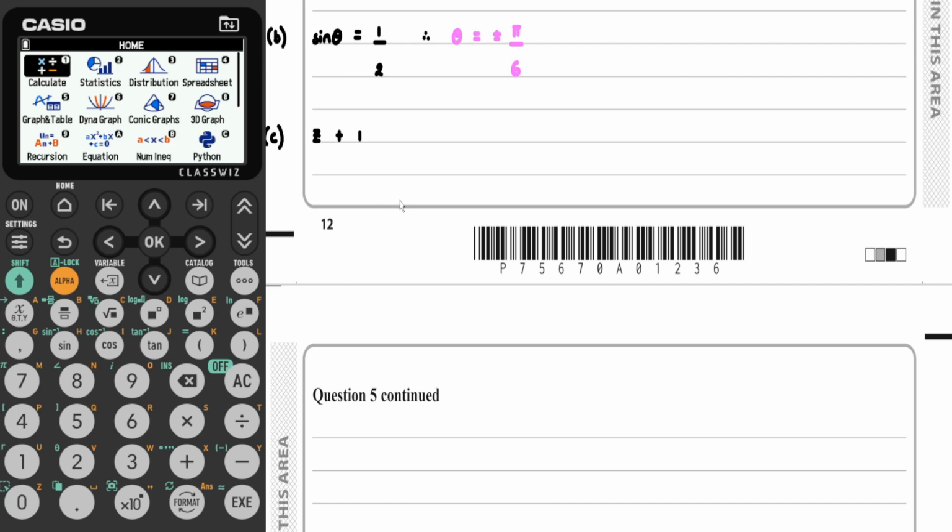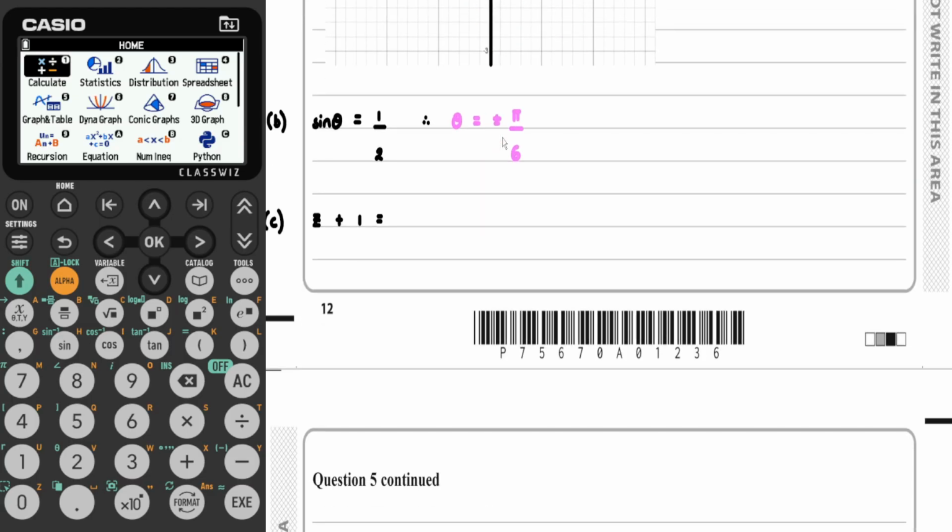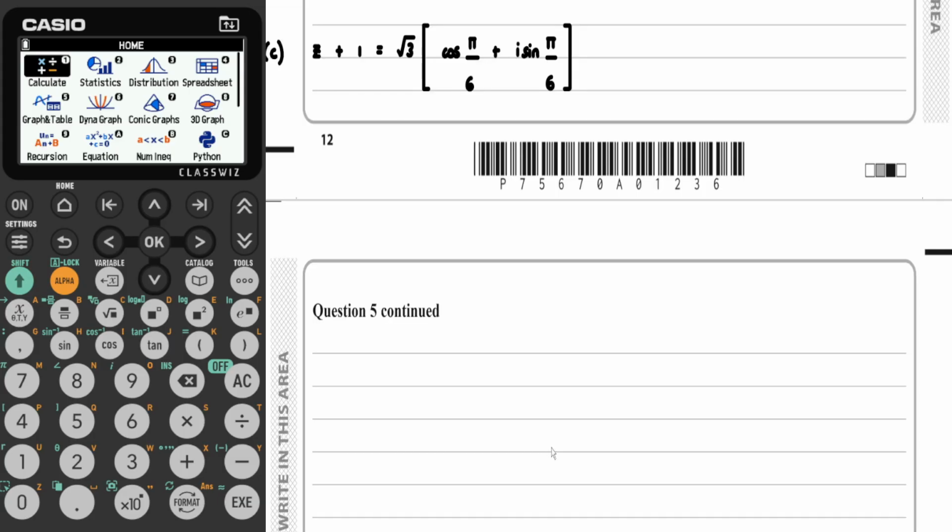So I've got z plus 1 equals, now the magnitude, if I go back here, will be √3, and that's going from here to here, multiplied by cos of pi over 6 plus i sine of pi over 6. And for the one below the real axis, we'd have z plus 1 equals √3 multiplied by cos of negative pi over 6 plus i sine of negative pi over 6.